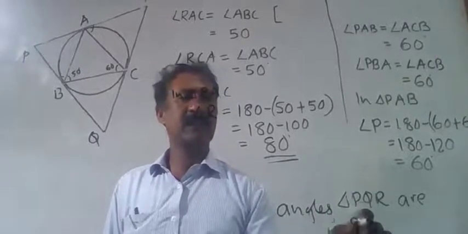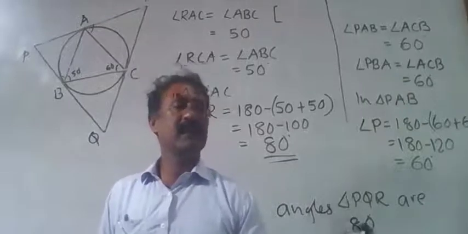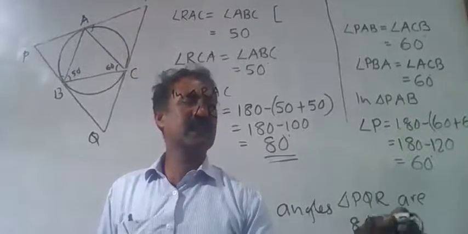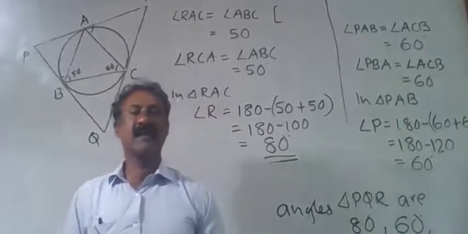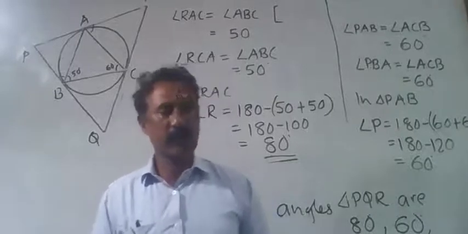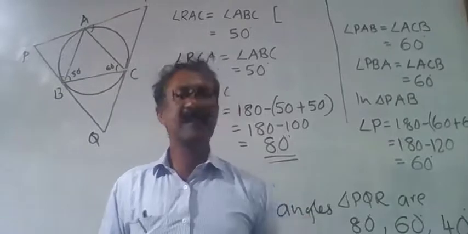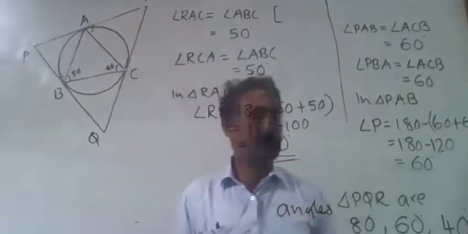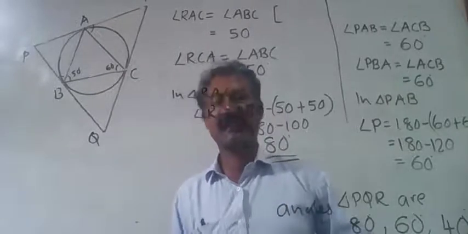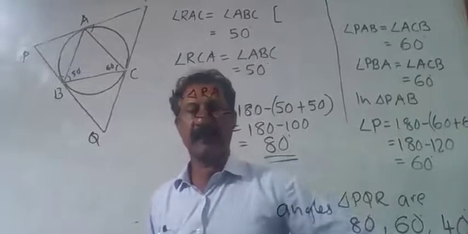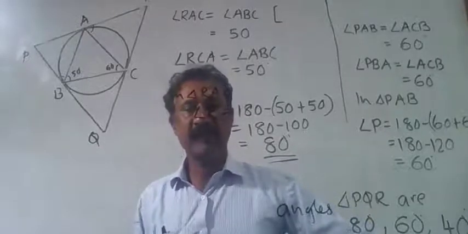In triangle PQR, one angle is 80 degrees and the second angle is 60 degrees. Then you can find the third angle. 80 plus 60 is 140. Therefore, the third angle is 40 degrees. 80 degrees, 60 degrees and 40 degrees are the angles of this triangle. Okay.